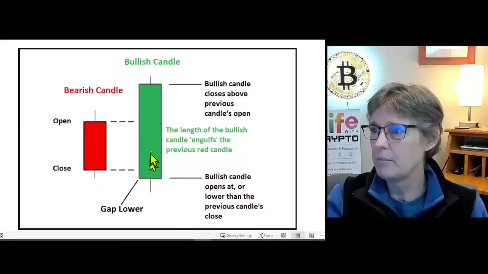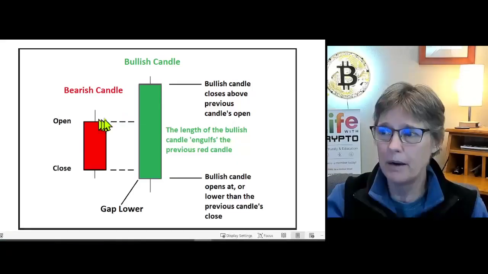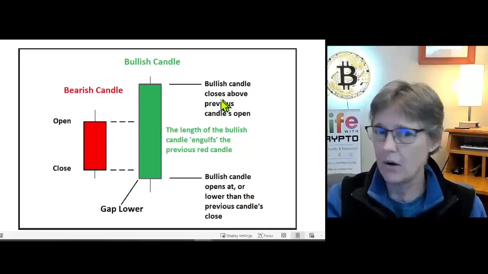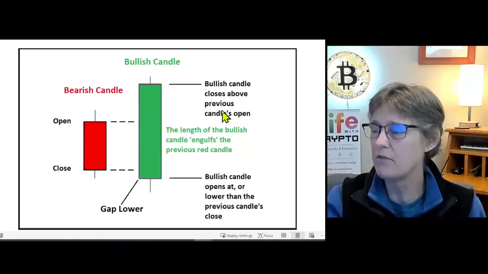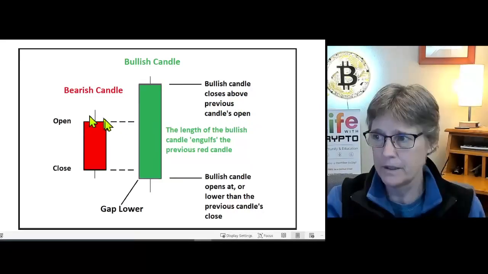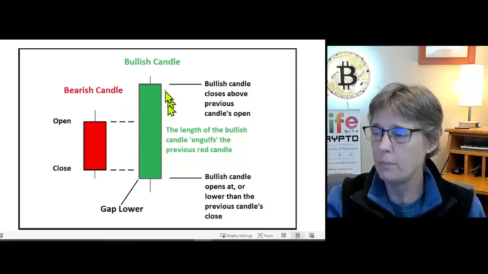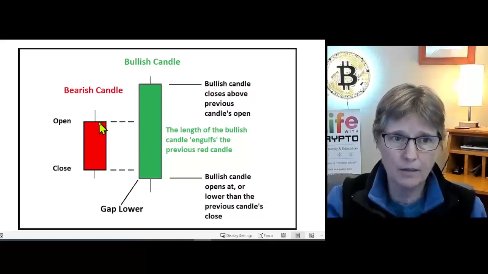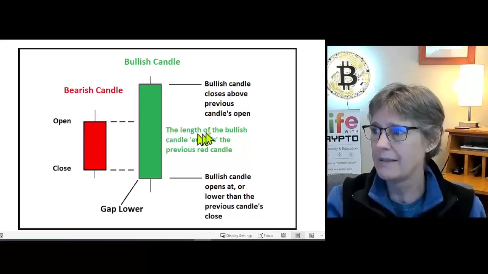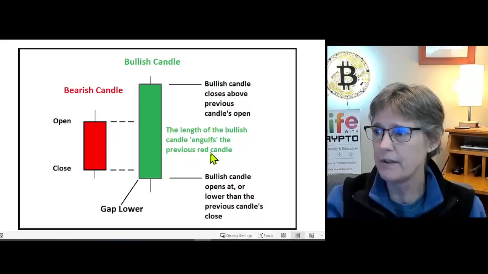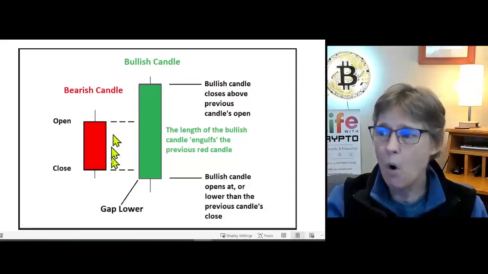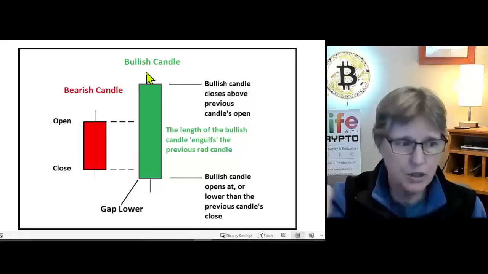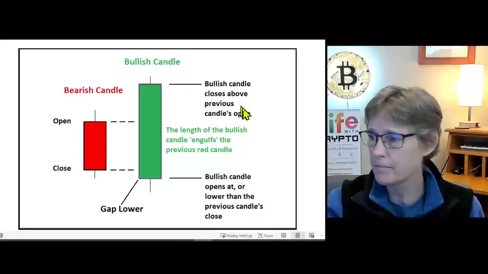Okay, and then we have a bullish candle that pushes way up above the body as well as the top wick. So what does it say here on this picture? Bullish candle closes above the previous candle's open, which is here, what we just talked about. This whole bit up here is well above the open, or the top of the box, of the bearish candle. And the length of the bullish candle engulfs the previous red candle. And the more it engulfs it, the bigger it engulfs it, the more powerful the shift is in this movement.